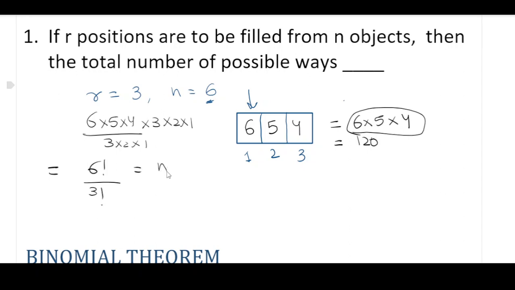This was our n, and this 3 factorial can be expressed as (6 minus 3) factorial. Pause the video and try to think about it. It's very simple now. So this is n factorial upon (n minus r) factorial. This is a rule which I have just found in order to answer this one.